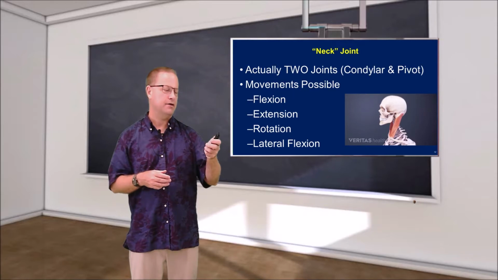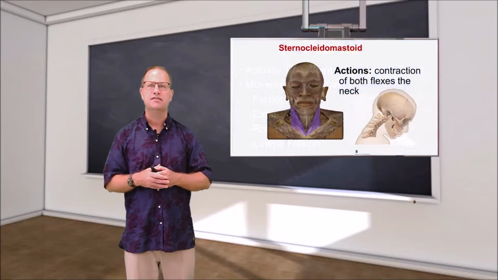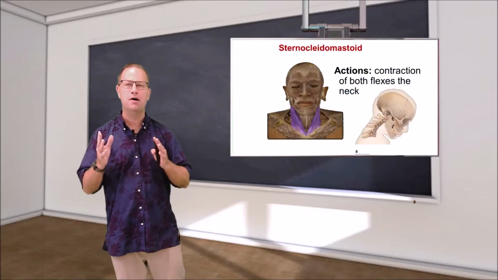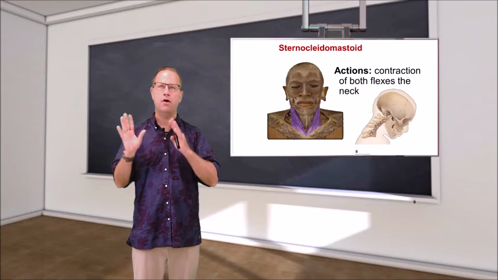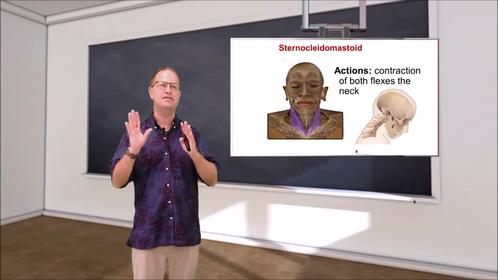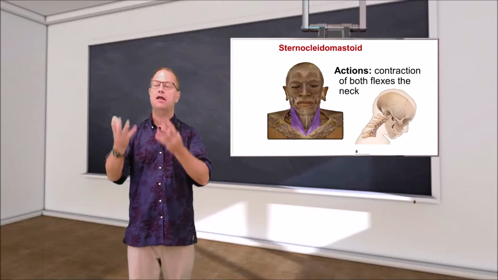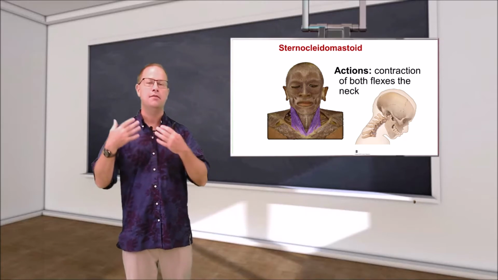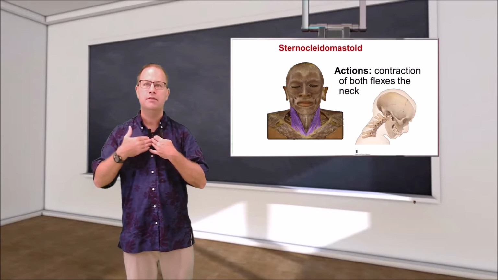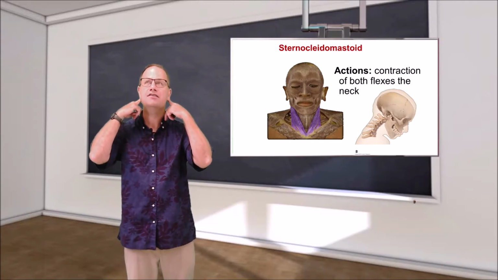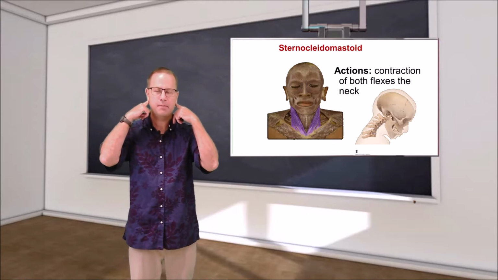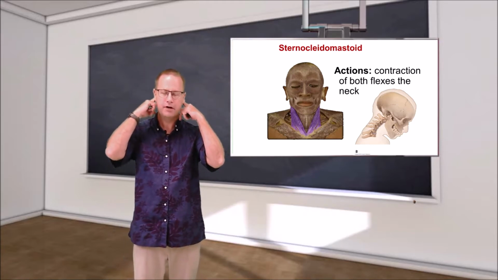So let's talk about the muscles that do this. So the muscle that's responsible for most of these movements is right here. It's called the Sternocleidomastoid. So that muscle has 3 names, and these 3 names basically apply to the bones that it attaches to. The sternum, which is the breastbone, the clavicle, which are the shoulder right here, and then the mastoid process, which is on the back of the temporal bone and occipital bone.